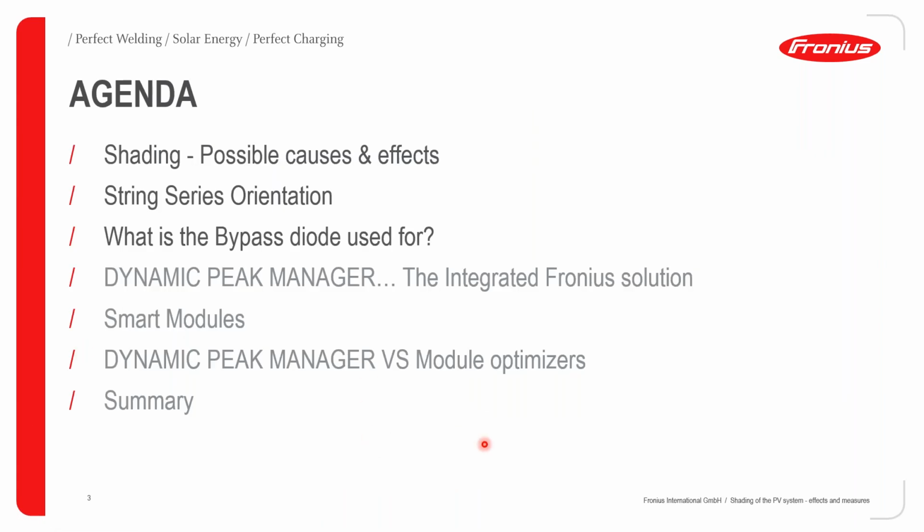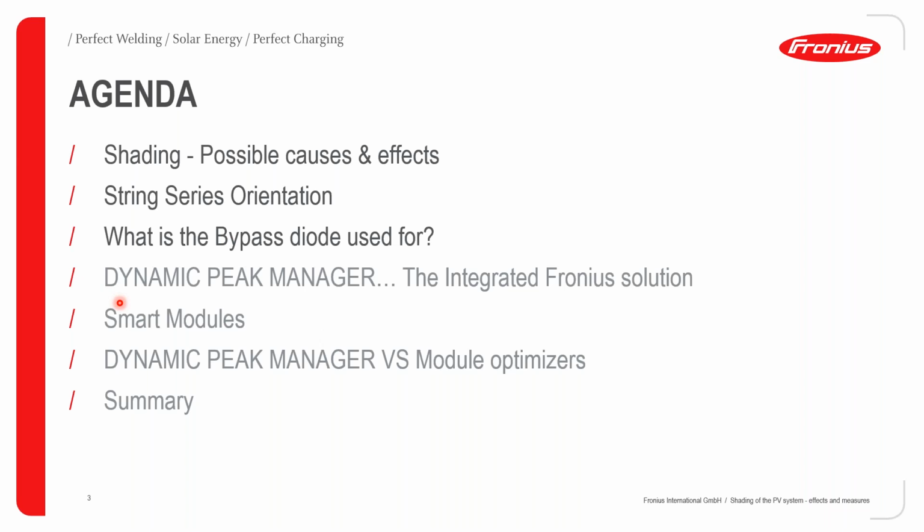I'd like to also introduce the agenda for today. We will first start off with shading and the possible causes and effects. We will then move on to string series orientation, after which we will have a look at the uses of a bypass diode. These first three topics will be covered by my colleague, Sipho Nakolo.